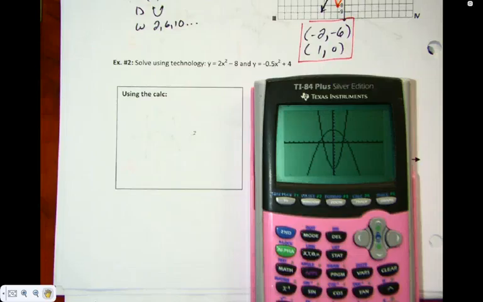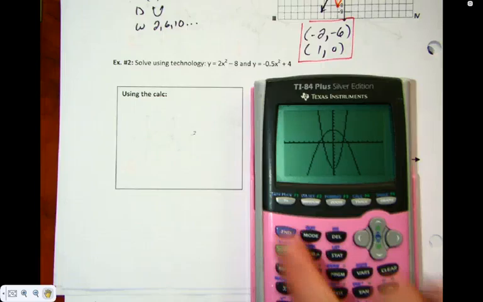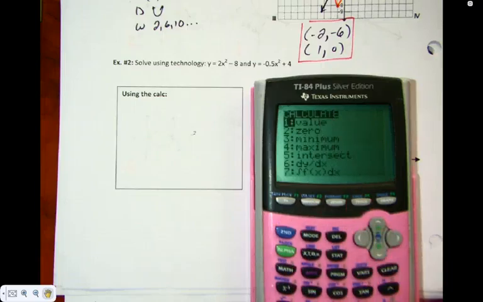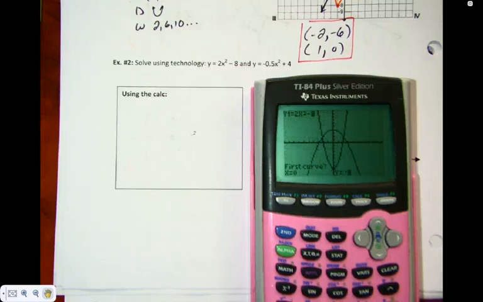Then we go second calc. What in there looks like something we might use for this? Number 5, intersect. Because there's 2, you just need to be closer to 1. I'm going to find them in order, so I'm moving my arrow till I'm closer to the one on the left. This isn't a left-bound, right-bound thing like before. You just need to be physically close.